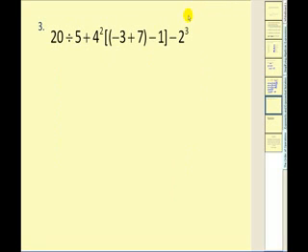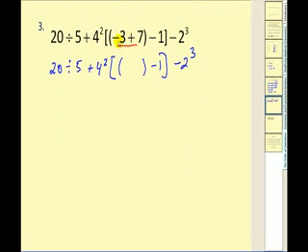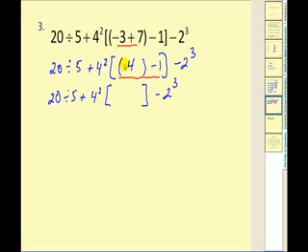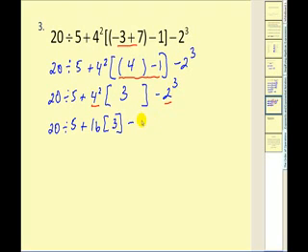Again, we start with the innermost parentheses, so we're going to start here. So negative 3 plus 7 would give us positive 4. Still working within the innermost parentheses, we need to simplify this part. Of course, 4 minus 1 would give us 3. Next step, we need to simplify our exponents here and here. 4 squared is 16, 2 cubed is 8.